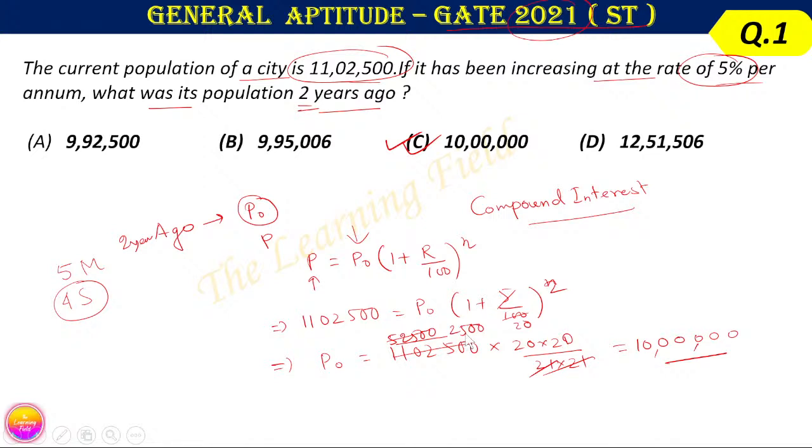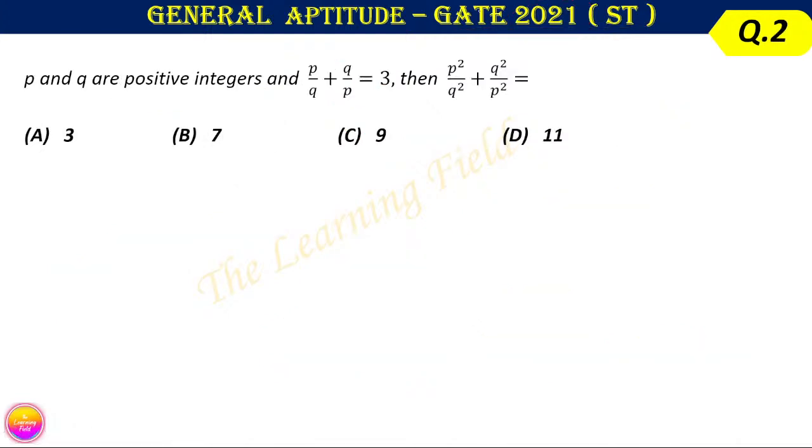Now going to the next question, question number 2. The question says that if P and Q are positive integers and P by Q plus Q by P is equal to 3, then the value of P square by Q square plus Q square by P square is equal to what? So this is a very easy problem.